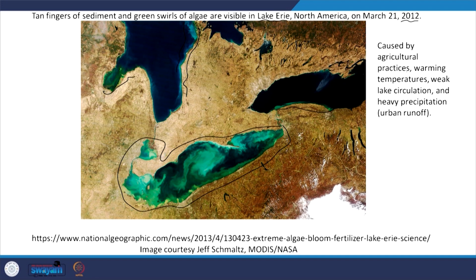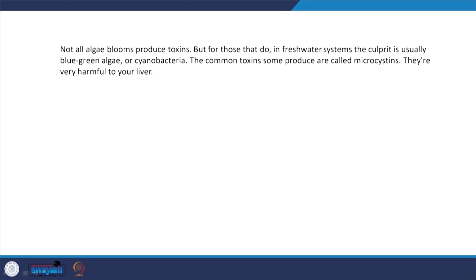So, caused by agricultural practices, as in we add urea, right, we need to add nitrogen and phosphorus in different forms for our plants, and sometimes we dump excessive fertilizers, and you have rain, and then runoff from this agricultural land ends up in the lakes, and that is going to lead to algal bloom. Again, not all algal blooms produce toxins, but for those that do, in fresh water systems the culprit is usually the blue-green algae or cyanobacteria.